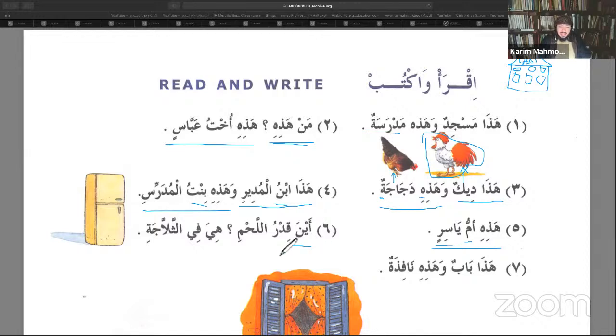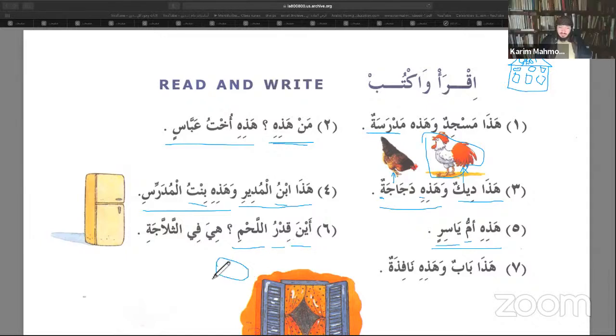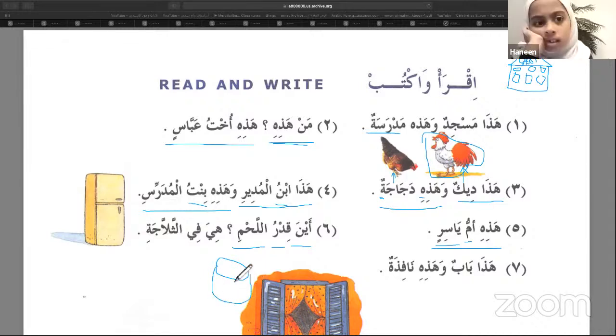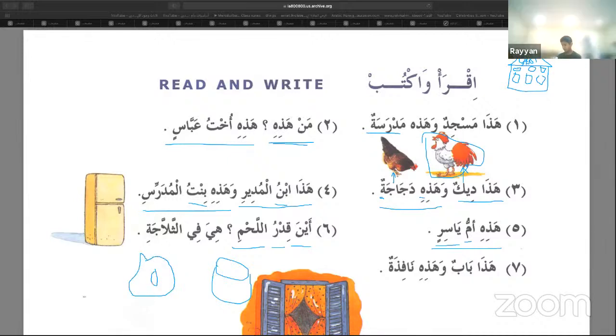أين قدر اللحم؟ أين means? Where? قدر means, remember the قدر? Yes. Container. Pot of something. Okay. اللحم. So like the pot of meat or the container of meat. لحم means what? The meat. Okay. لحم means meat.